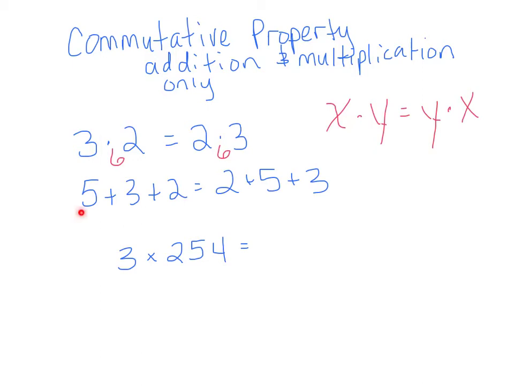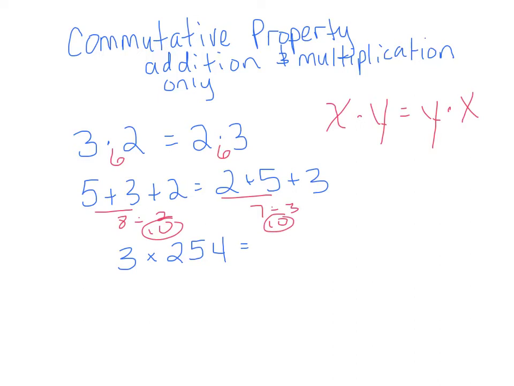Notice here I've got 5 plus 3 plus 2, and then I've jumbled them all up, 2 plus 5 plus 3. Same numbers though, right? There's the 3, there's the 5, there's the 2, and it's all addition, so I'm safe. That's okay. I'll still get the same number because 5 plus 3 is 8, plus 2 is 10. 2 plus 5 is 7, plus 3 is 10. So you get the same number.